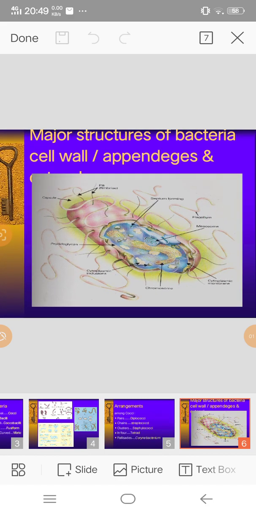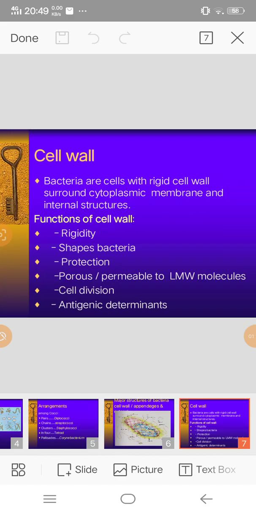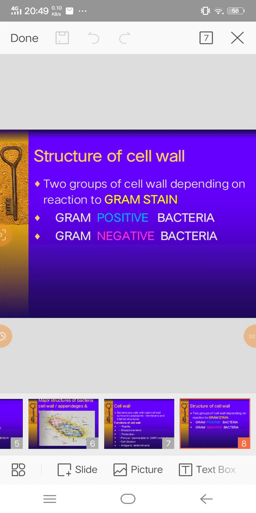Here is the structure of bacteria and cell wall appendages. The bacterial cell has a rigid cell wall surrounding the cytoplasmic membrane and internal structure. The function of the cell wall is to maintain rigidity, shape of the bacteria, and protection. It is porous and permeable to small molecules. It helps in cell division and acts as an antigenic determinant.